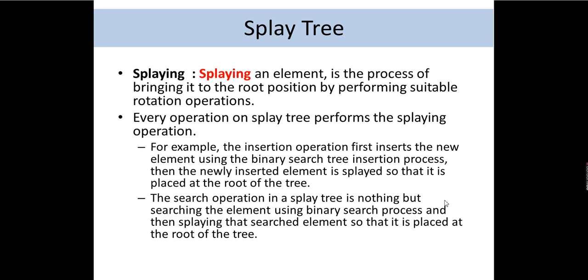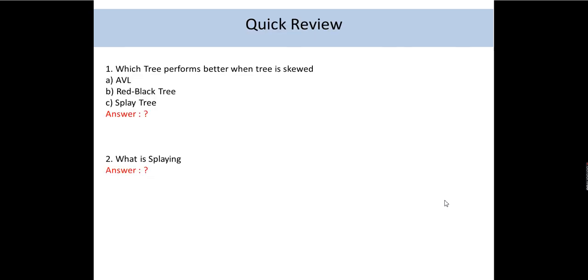For example, the insertion operation first inserts a new element into the binary search tree using the insertion process. Then the newly inserted element is splayed so that it is placed at the root of the tree. The search operation in a splay tree is nothing but searching for the element using the binary search process and then splaying that searched element so that it is placed at the root of the tree.